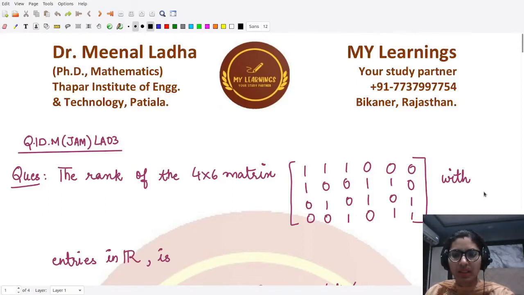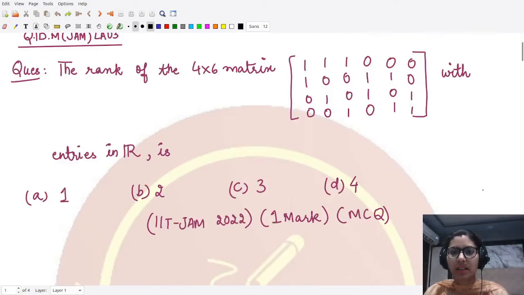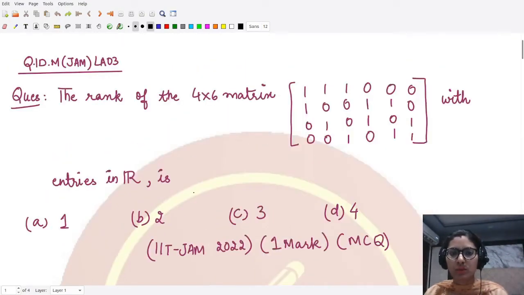In this video, we'll be looking at another question from linear algebra. This question appeared in the year 2022 and it is a 1-mark MCQ type of question. Here they are asking what is the rank of this 4 cross 6 matrix with entries in real numbers. We are given the options 1, 2, 3 and 4. Out of these we have to tell what is the rank.